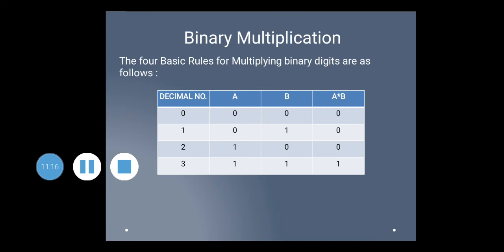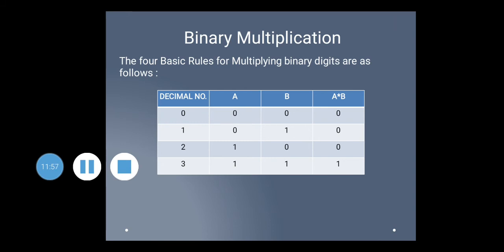So 0 into 0 is 0. So if A is 0 and B is 0, the result is 0. In the second row, if A is 0 and B is 1, the result A into B is equal to 0. So 0 into 1 is 0. In the third row, if A is equal to 1 and B is equal to 0, the result 1 into 0 is equal to 0. And if A is equal to 1 and B is equal to 1, the result A into B, that is 1 into 1, is equal to 1. So this is the binary multiplication table.